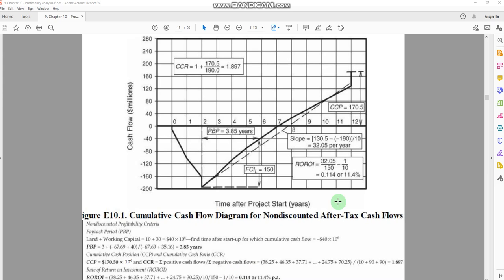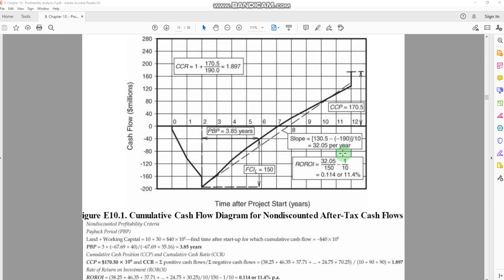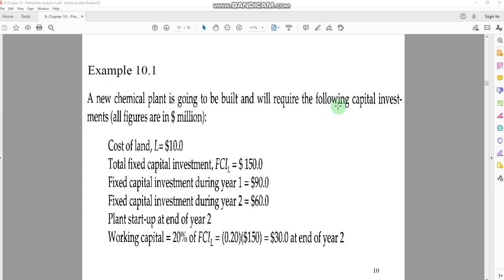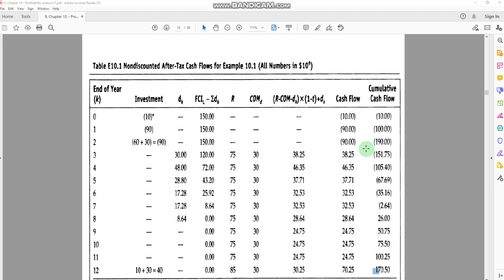Now let us talk about the cumulative cash position. The cumulative cash position gives you the value that we have calculated here as $170.5 million. This is the value for the cumulative cash position that you would get from this table here, which is equal to $170.50 million.